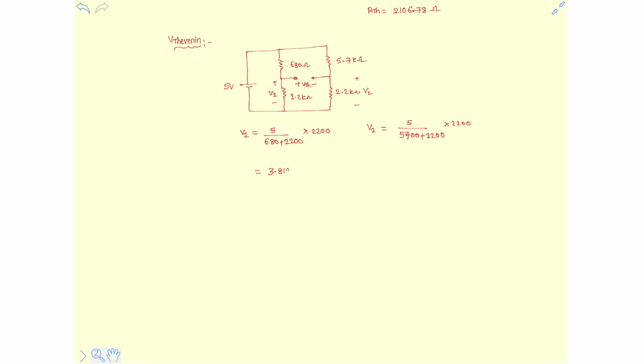It is 3.819 volts. Similarly, V2, I am calculating using a calculator. It is 1.3924 volts. So VTH is clearly V1 minus V2, which will give us 2.4265 volts. This is the required V Thevenin value.